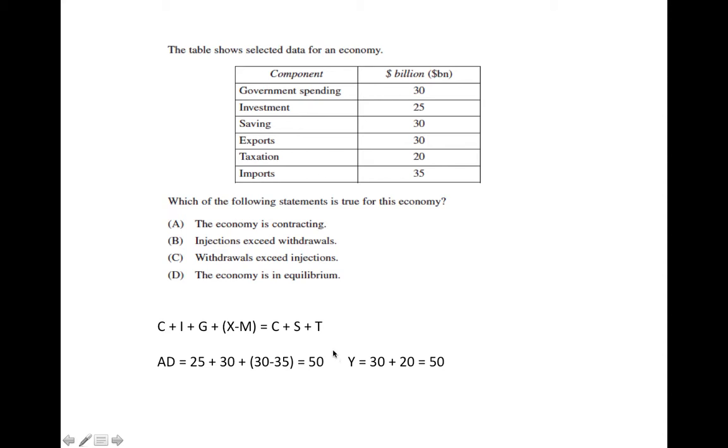Now we need to do it for the other side, the other side here. Okay, and again, we've got S, which is savings, which is 30, plus T, which is taxation, which is 20, which also equals 50, okay? So aggregate demand over here equals 50, aggregate supply over here is 50, or national income is 50, okay? So what we can say is that the answer is D. The economy is in equilibrium because aggregate demand equals aggregate supply.